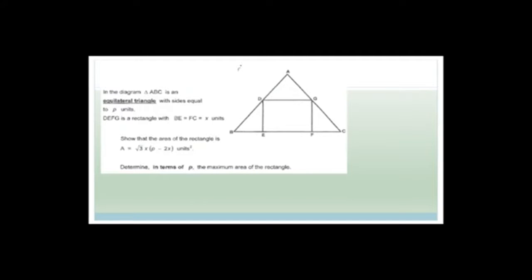Okay. So it says in the diagram, ABC is an equilateral triangle with sides equal to P units. So the whole of this is P, the whole of that is P, and obviously then the whole of that is P as well. It says DEFG is a rectangle such that BE equals FC, and they're both X. So this is a rectangle, DEFG is a rectangle.